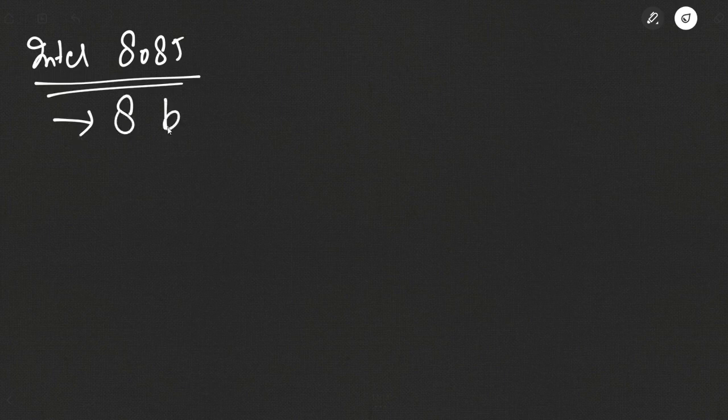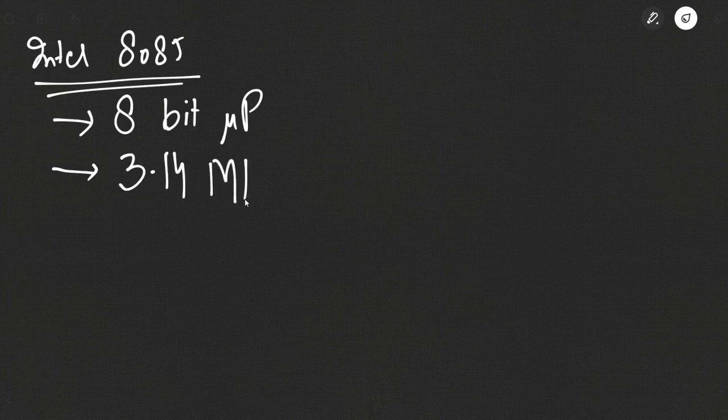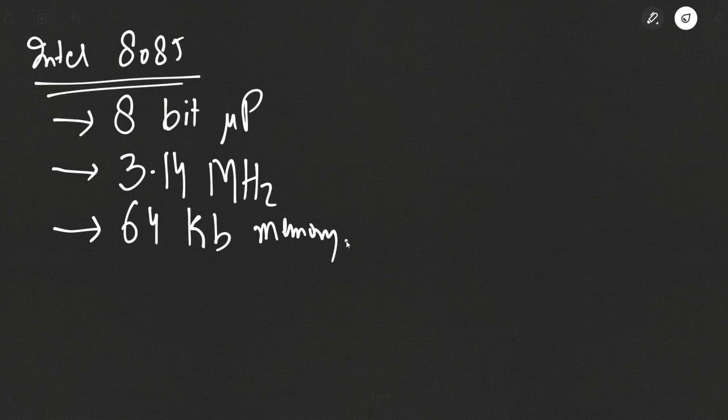Intel 8085 is an 8-bit microprocessor. As I said last time, the word length basically means how many bits of information this microprocessor can handle at the same time. So Intel 8085 can handle 8 bits of data at the same time. Its clock frequency is 3.14 megahertz. If you see the i9, the clock speed is around 4-5 gigahertz. And its memory size is 64 KB. So Intel 8085 is an 8-bit microprocessor with a 3.14 megahertz clock frequency and a memory size of 64 KB.